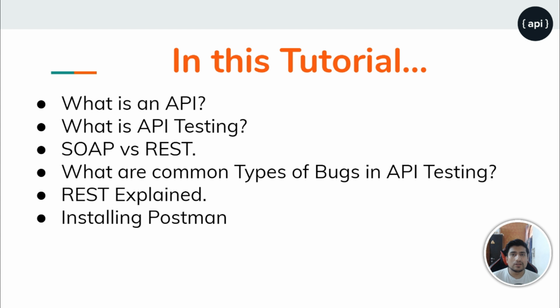You are going to learn the basic stuff here, which will include what is an API, what is API testing, what is the difference between SOAP and REST APIs, what are the common types of bugs that we generally encounter in API testing, how to do API testing, and why we should do API testing. These are the things that we are going to explain.